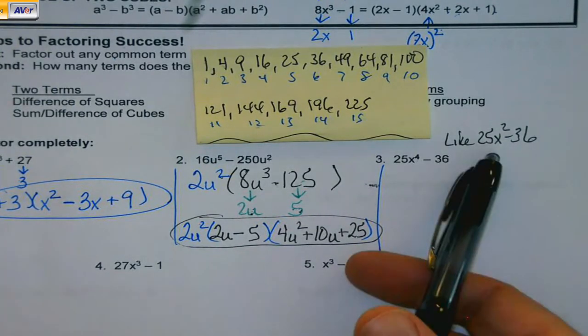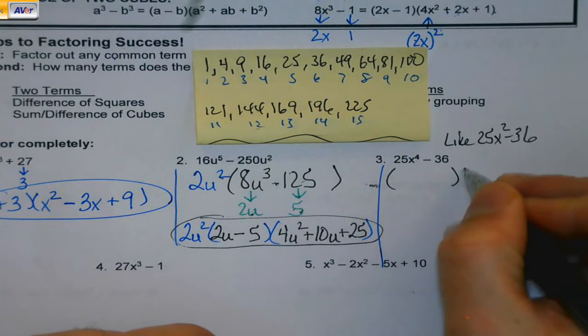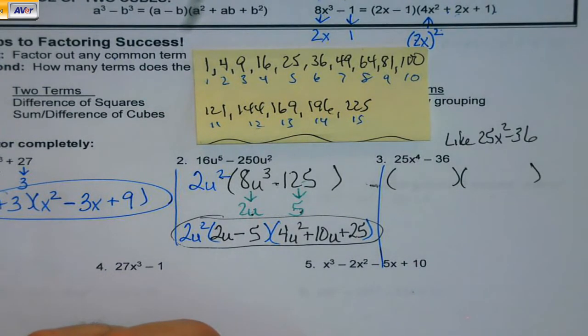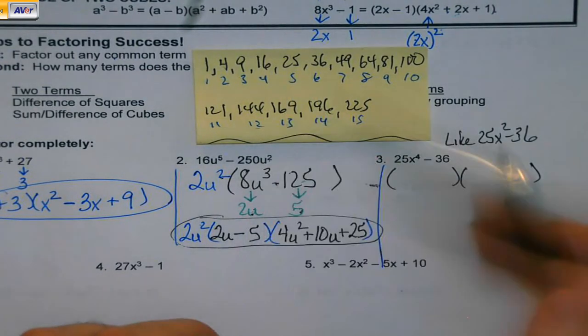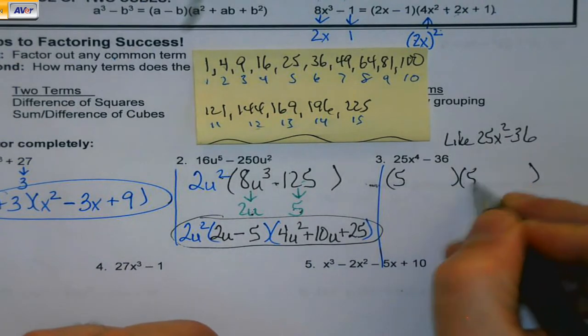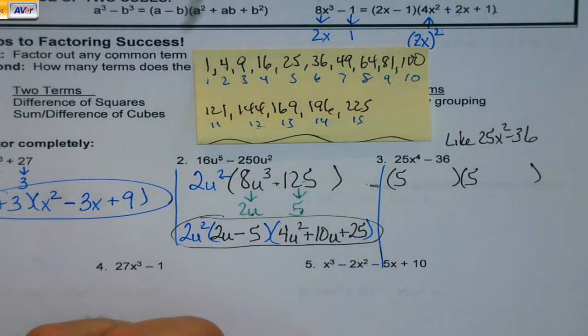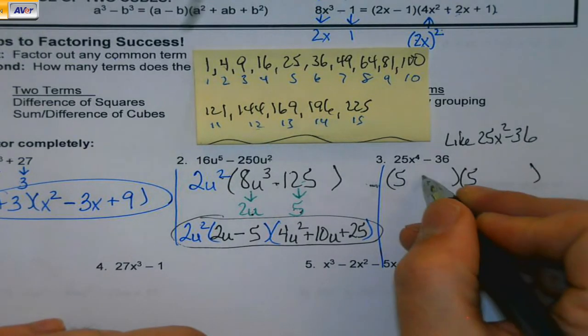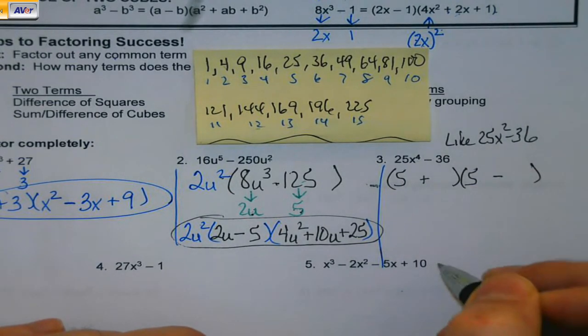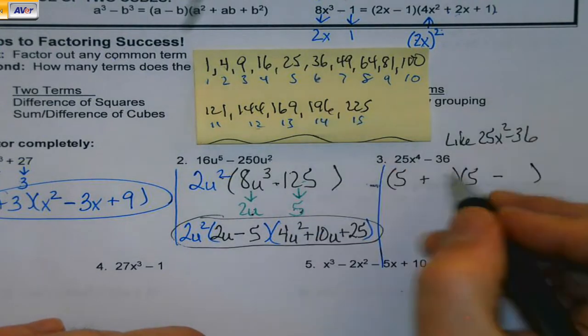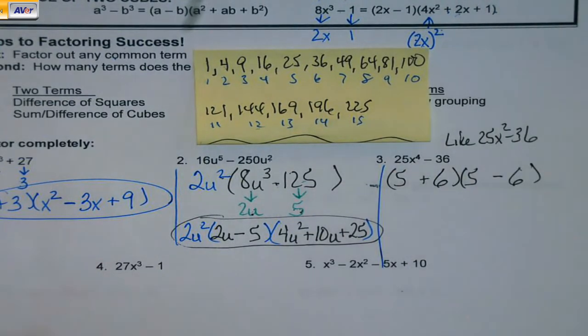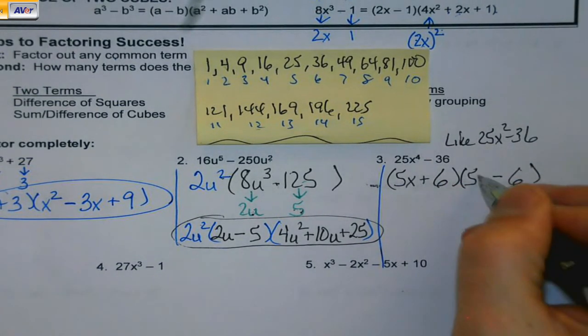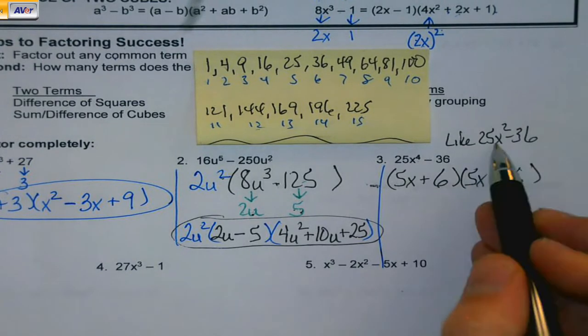So if it were this, I would say, okay, what do I square to get 25? 5. We're going to leave the x part alone for just a second. We have plus and minus. And then what do I square to get 36? 6. Now, if this were 25x squared, we would normally just do x and x, because 5x times 5x is 25x squared.